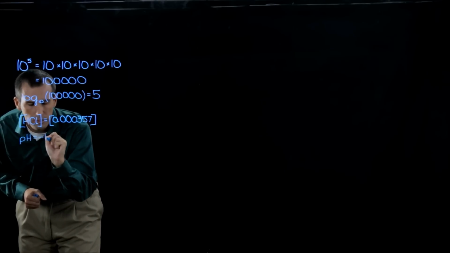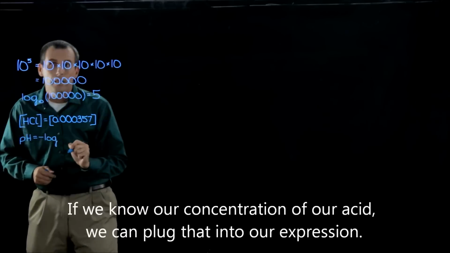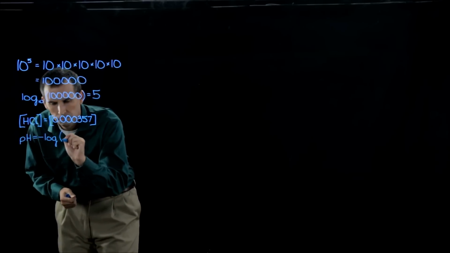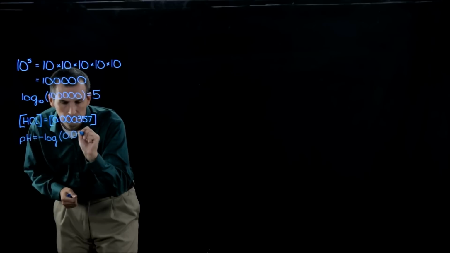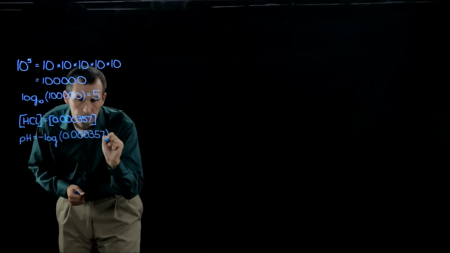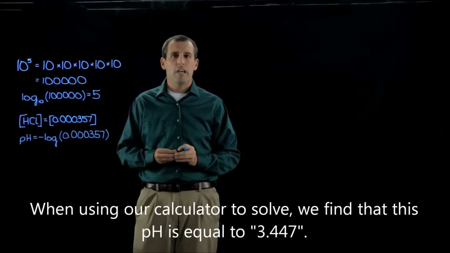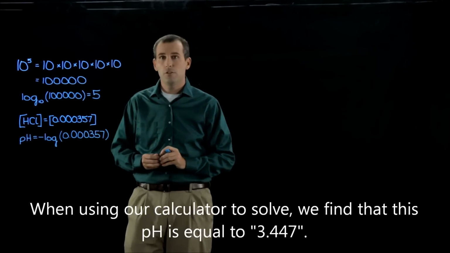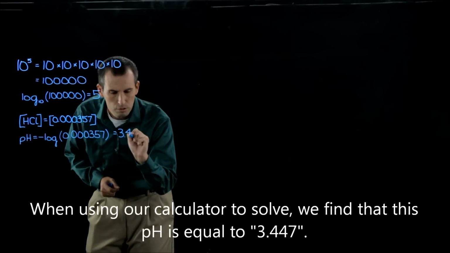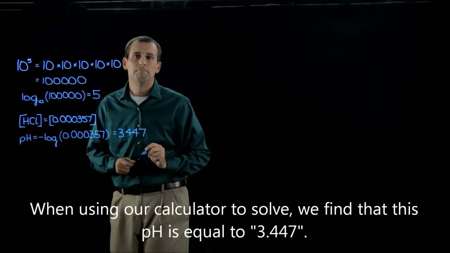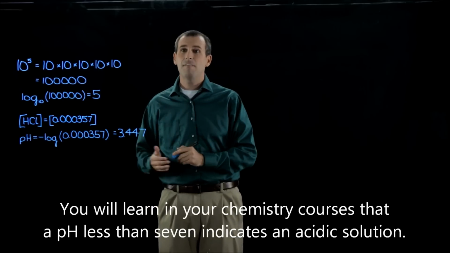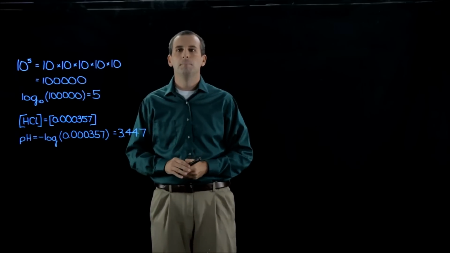We have our pH is equal to the negative log. And if we know our concentration of our acid, we can plug that into our expression. When using our calculator to solve, we find that this pH is equal to 3.447. You will learn in your chemistry courses that a pH less than 7 indicates an acidic solution.